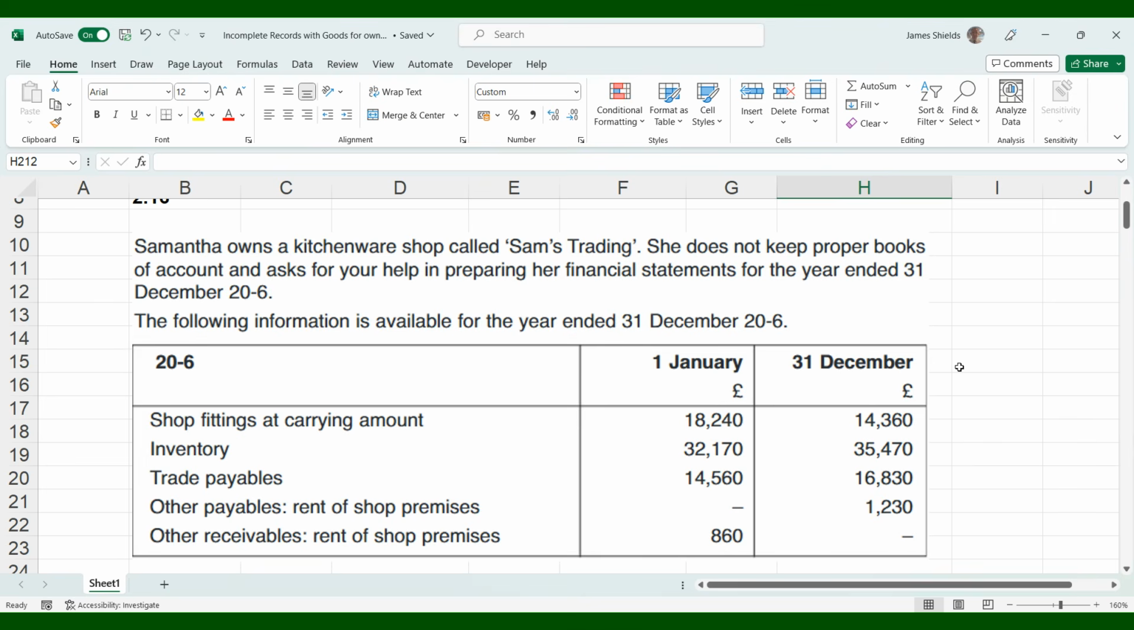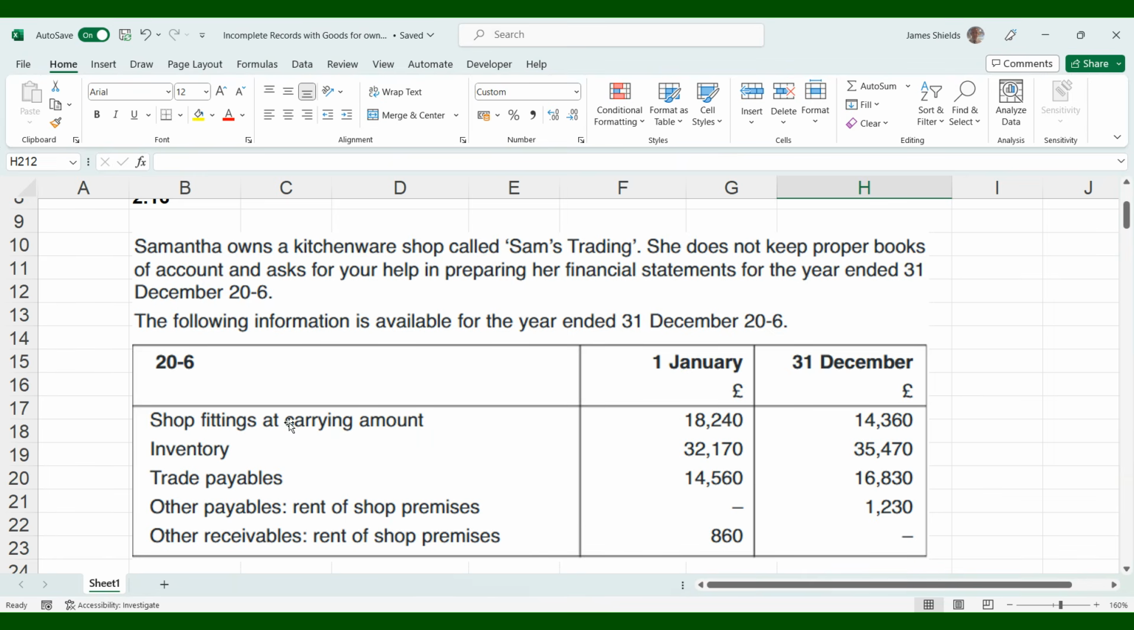She does not keep proper books of accounts and asks you for help in preparing her financial statements for the year ended the 31st of December 2016. And we're given the following information for the year ended 31st December 2016. We've got the 1st of January, so that's going to be the start of the year, the opening balances, and then the 31st of December, at the end of the year, with the closing balances.